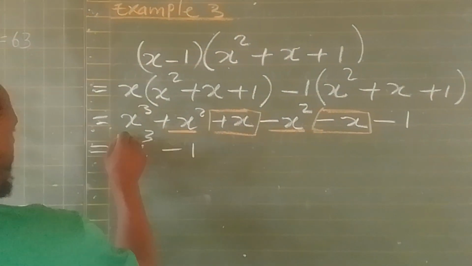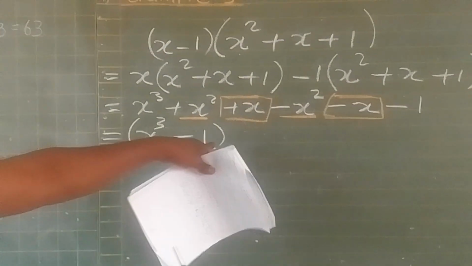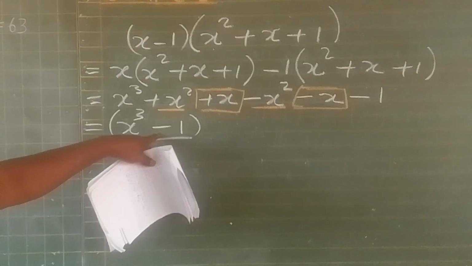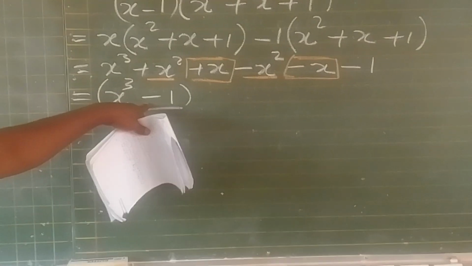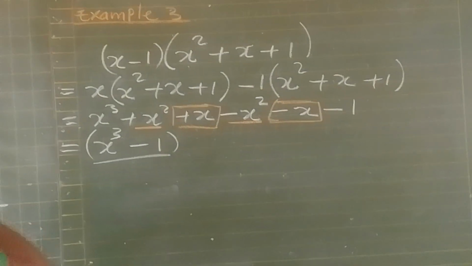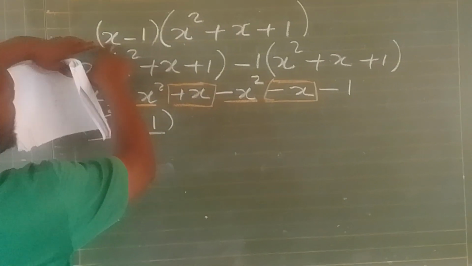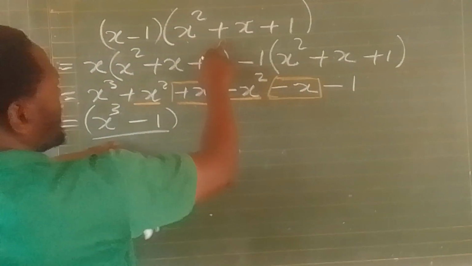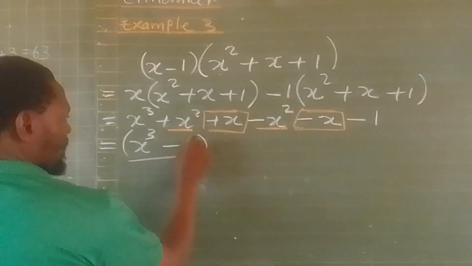When you check this, the last one, it's x cubed minus 1. This is the same as a difference of cube. This is a difference of cube. See, difference of a cube, we are going to say x minus 1, the same, you say x squared plus x plus 1.